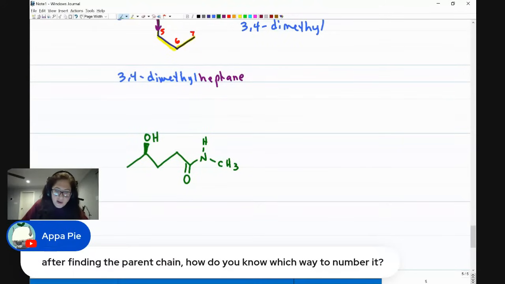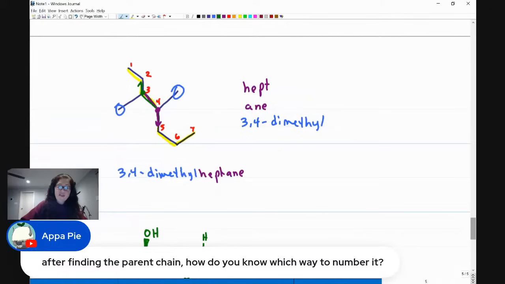Question. After finding the parent chain, how do you know which way to number it? Very good question. If I don't have any high priority functional groups, then I go for the total lowest set of numbers. Numbering it this way, my substituents came out to 3 and 4. But had I numbered it from the other direction, 1, 2, 3, 4, 5, 6, and 7, the substituents would have been 4 and 5. So it's 3 and 4 versus 4 and 5.